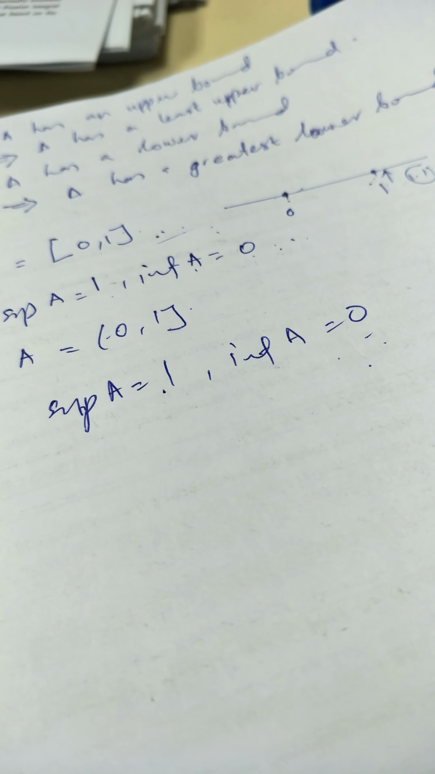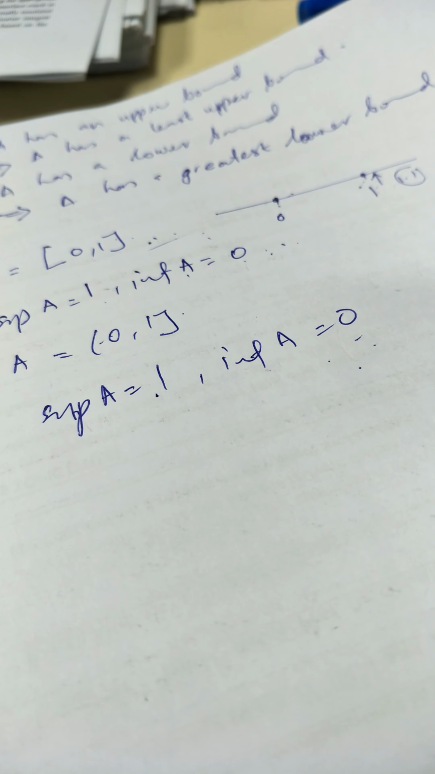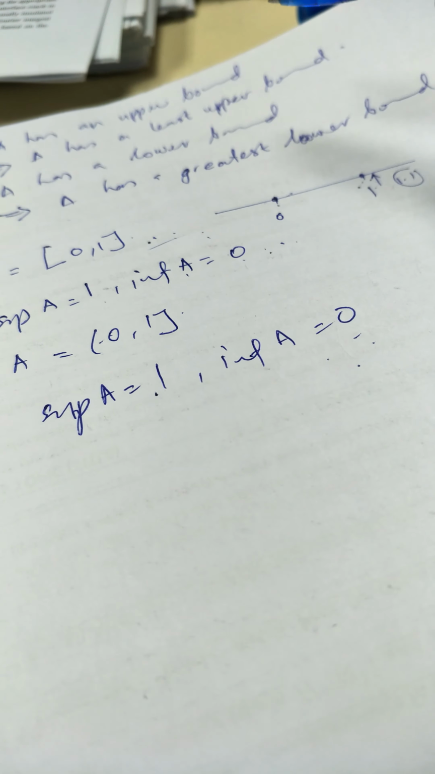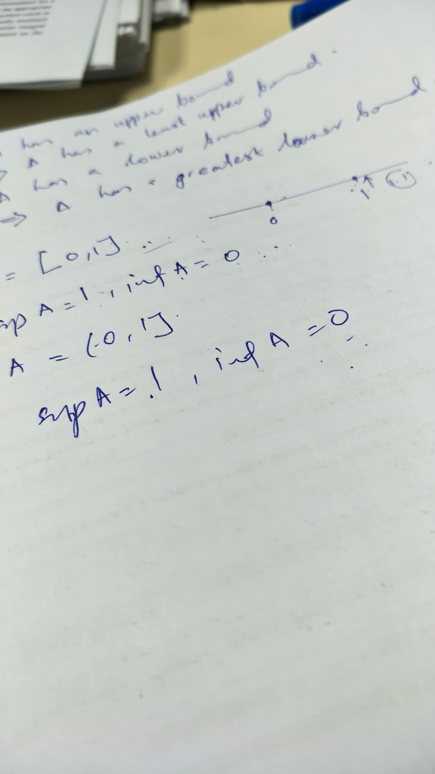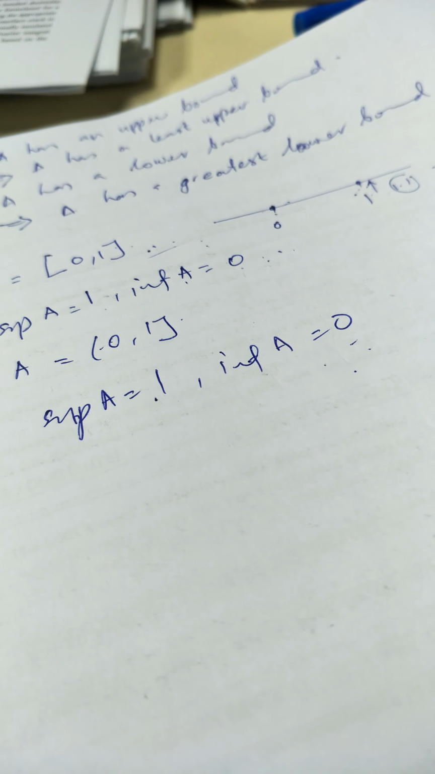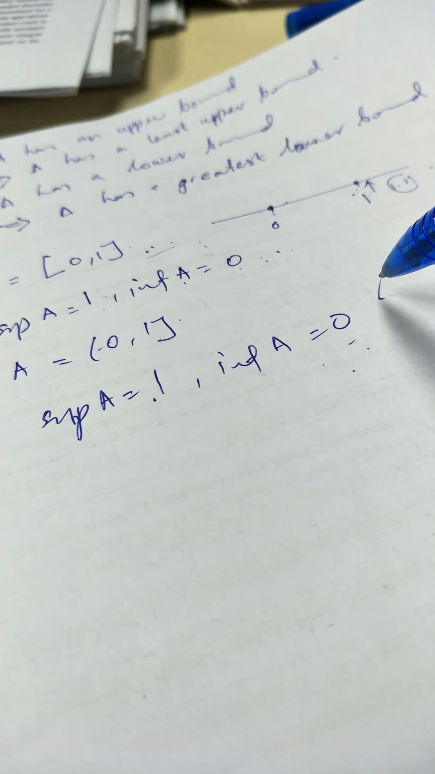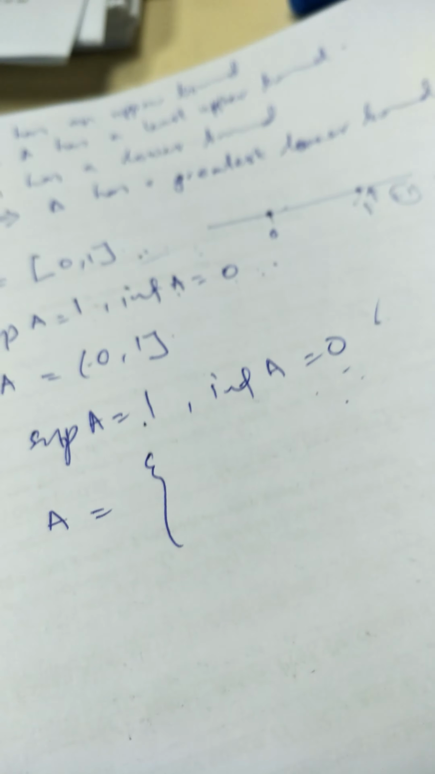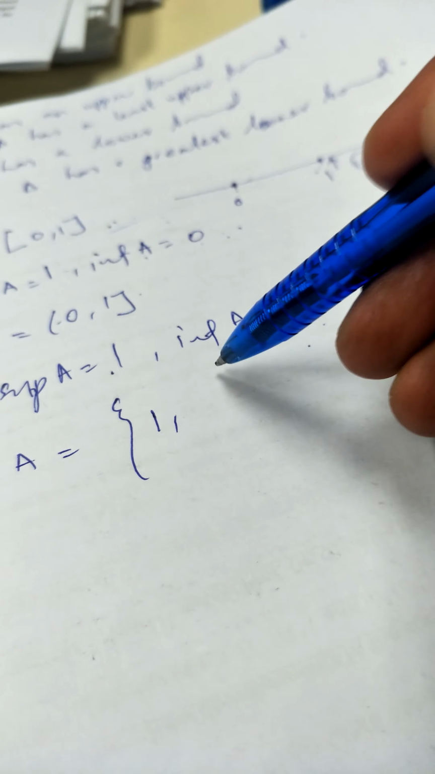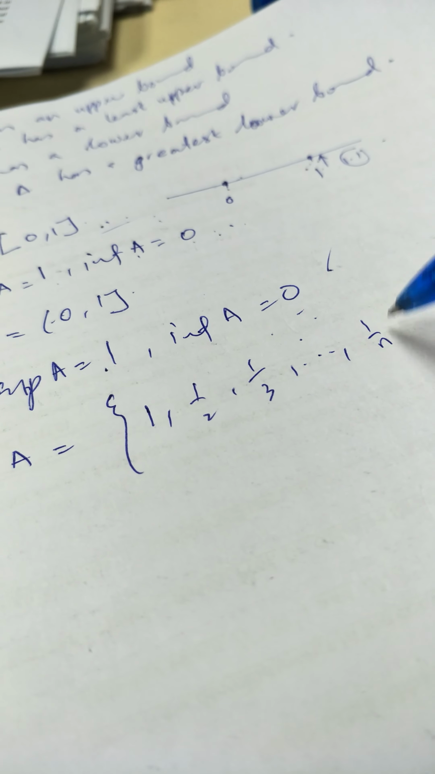So in other words, the supremum or infimum of any set of numbers doesn't have to be in the set itself. It could be outside of the set. The example is this. If I have a sequence, let's say our A is given as this set in the form of a sequence: 1, 1/2, 1/3, and so on, 1/n, and so on.